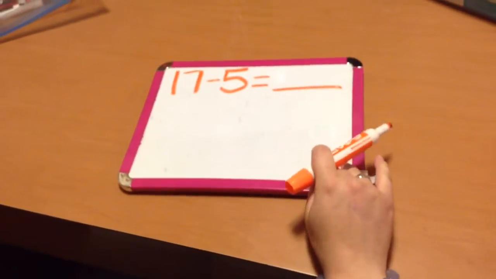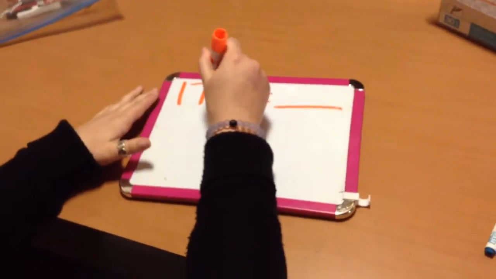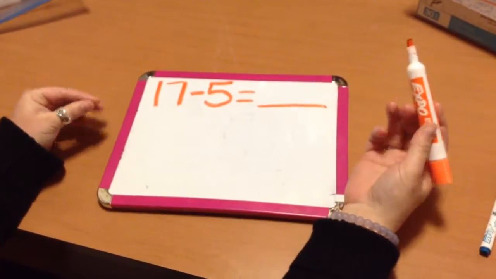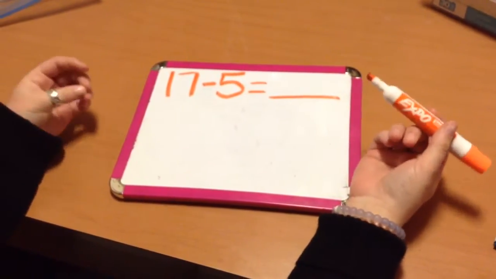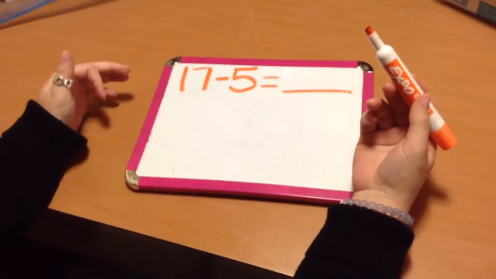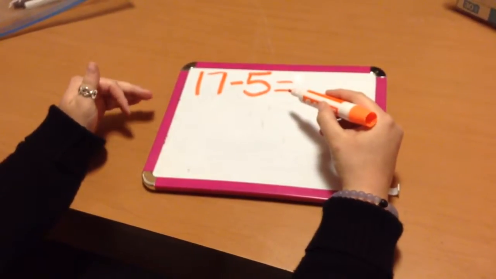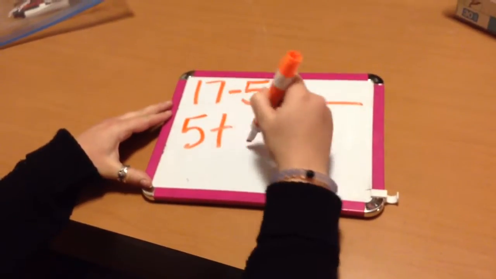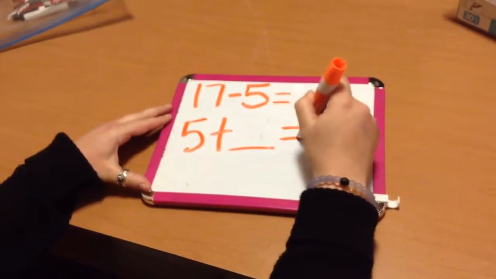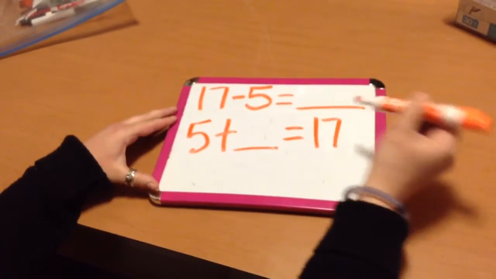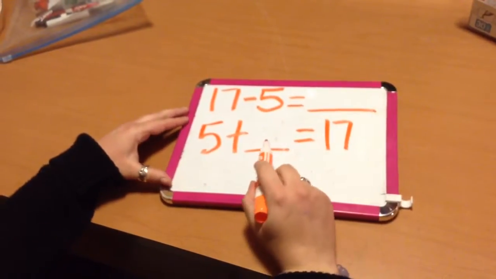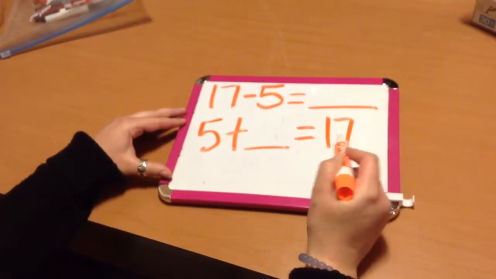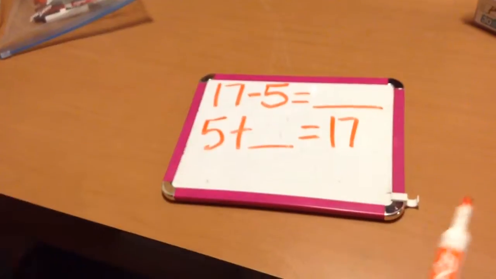So say we are given the problem 17 minus 5. Well, when we're working with subtraction problems, if we can, we always like to turn it into an addition problem because it's easier to work with. So in order to turn this problem into an addition problem, we can reword it to say 5 plus the unknown number equals the total of 17. So as we see, the unknown is before the equal sign in this case, and we are not asked to find the total. Instead, we are asked to find what plus 5 equals 17.